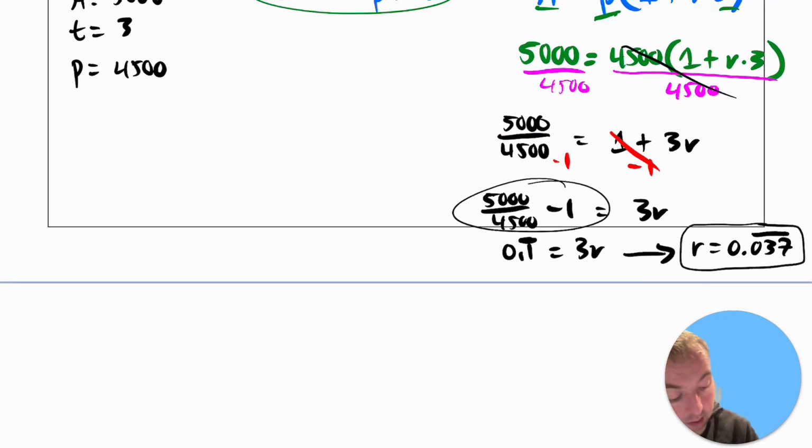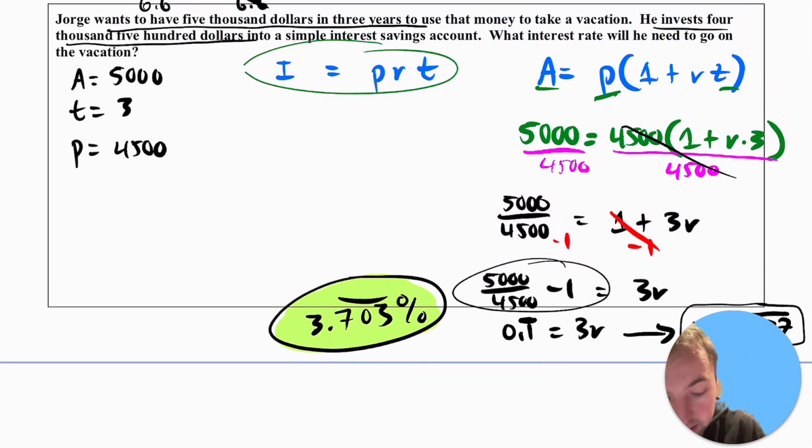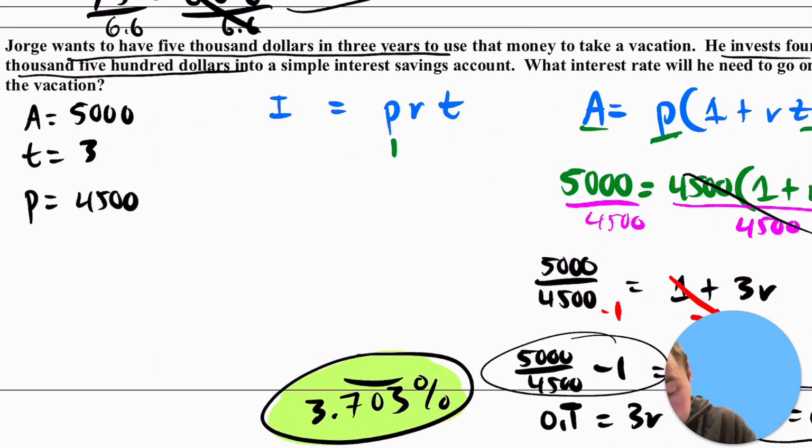Because that's a decimal, you'd move it over a couple spots to the right and get 3.703 repeating percent. That is the annual interest rate you would need to grow by. So you can use that formula and that identity, but I also want to show you that we could figure this out using I equals PRT, because we do know the principal is 4,500, and we know the time is 3.